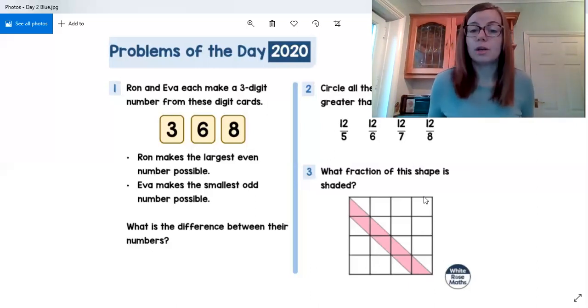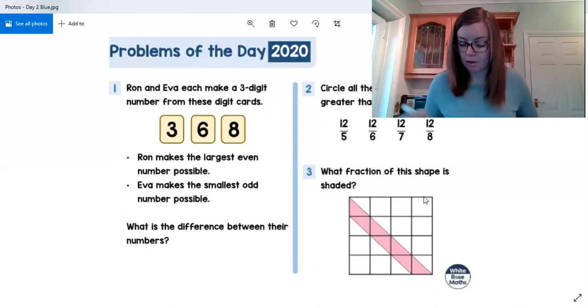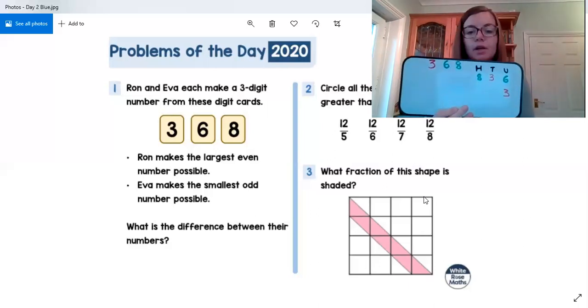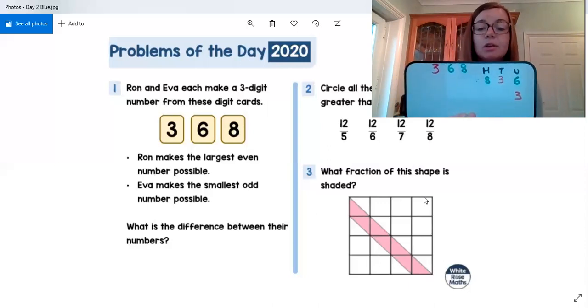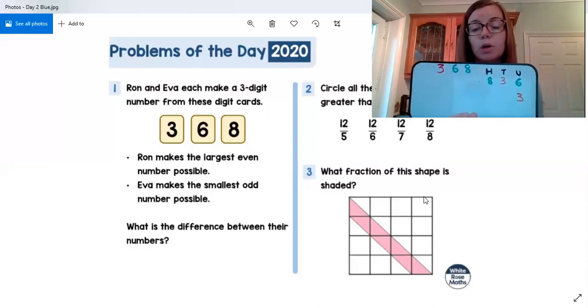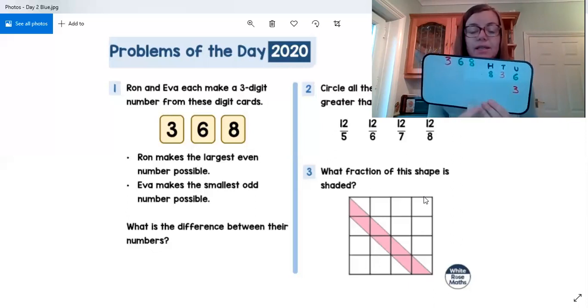So the odd number must be in the units column. And as we only have one, it's got to be the 3. So I'm going to put the 3 in my units column to make sure it's an odd number. Now, Ever needs to make the smallest one possible. So this time, out of my 2 remaining digits, the smaller one needs to go in the hundreds column. In this case, it's the 6. So we're going to have 683.